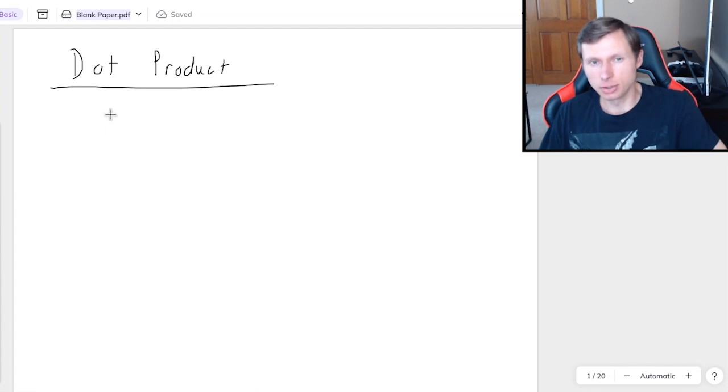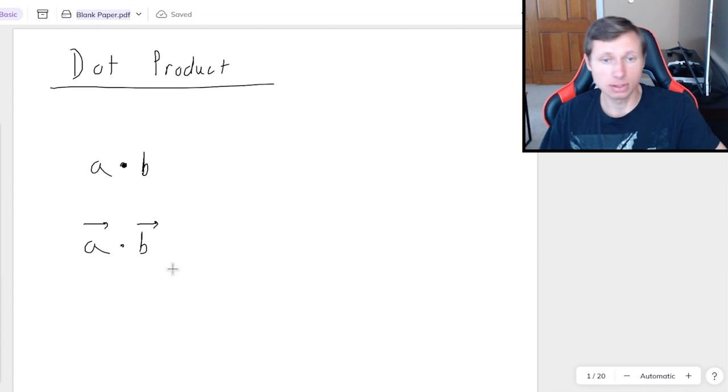So first of all, the notation for dot product is A dot B. Looks like a multiplication symbol. It kind of is a multiplication symbol. Sometimes you'll see them draw it really thick to emphasize it's the dot product. But at the end of the day, it looks the same as a multiplication symbol. Sometimes you'll see little vector arrows above A and B, or whatever the variables are. This is because we do dot products with vectors as opposed to scalars.